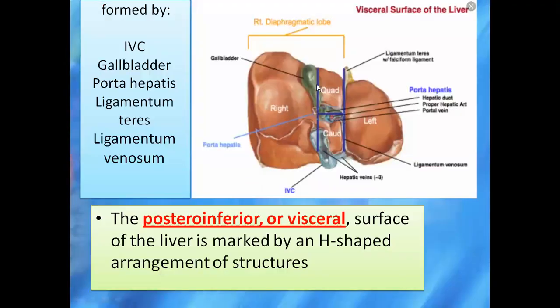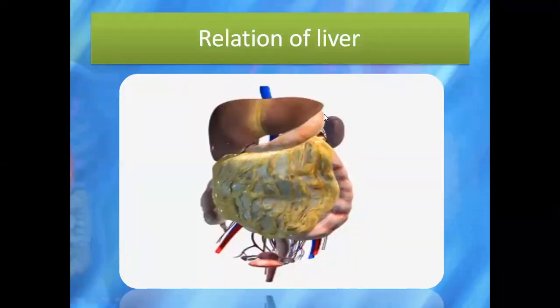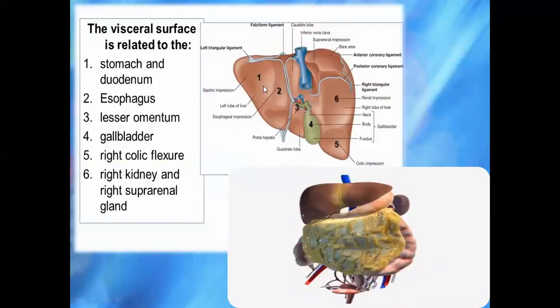The inferior surface is formed by the letter H. One arm of the letter is formed by the gallbladder and the inferior vena cava. The other arm is formed by the ligamentum teres and ligamentum venosum, while the center is formed by the porta hepatis. Relations of the liver: as we see in the photo, the liver is related on the visceral surface to many organs, and this includes, first, stomach and duodenum, second, esophagus, third, lesser omentum, fourth, gallbladder, fifth, right colic flexure, and finally, sixth, the right kidney and right suprarenal gland.